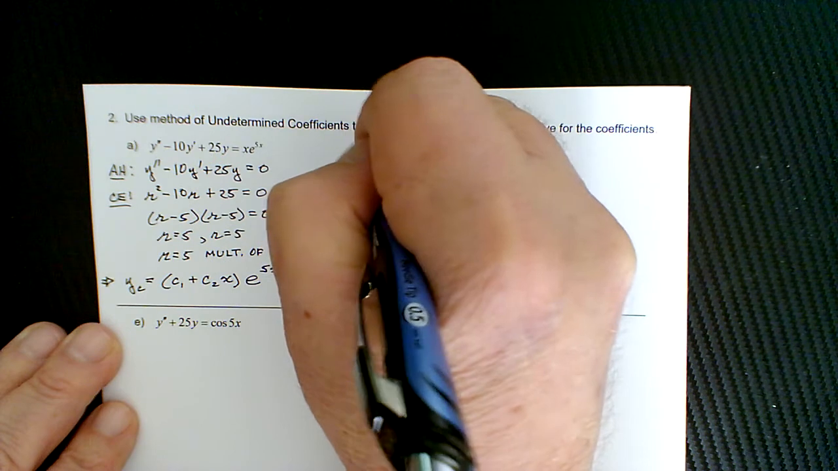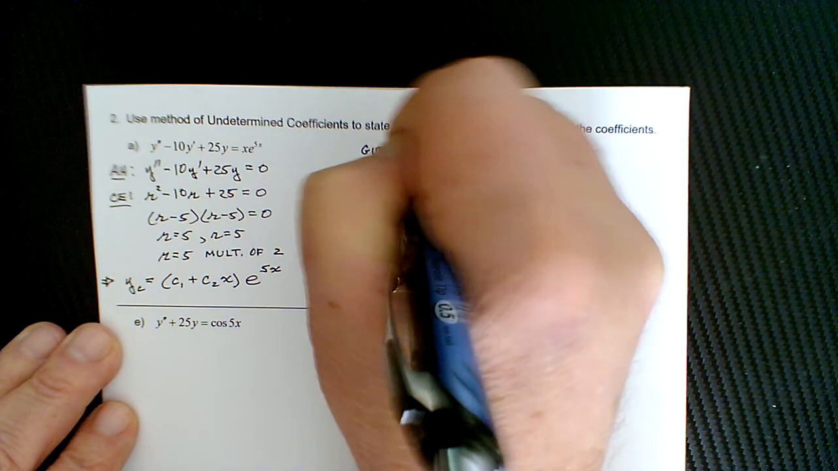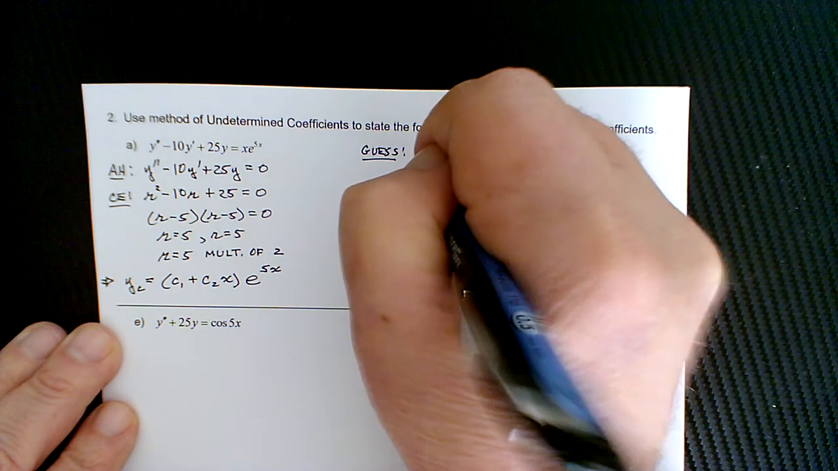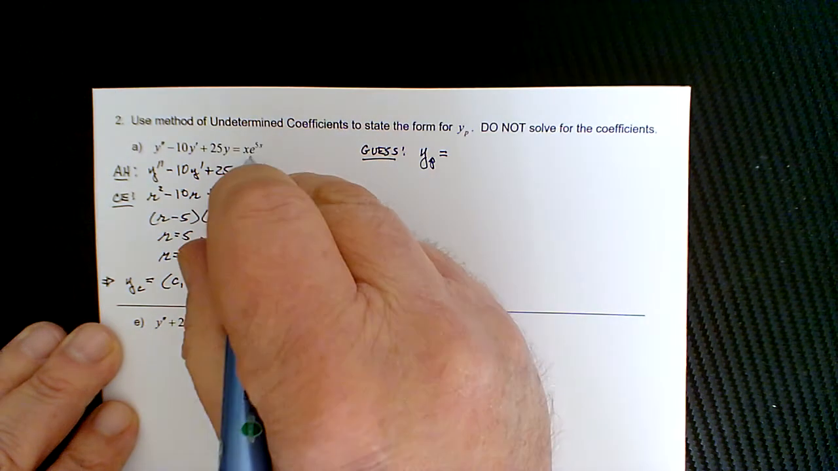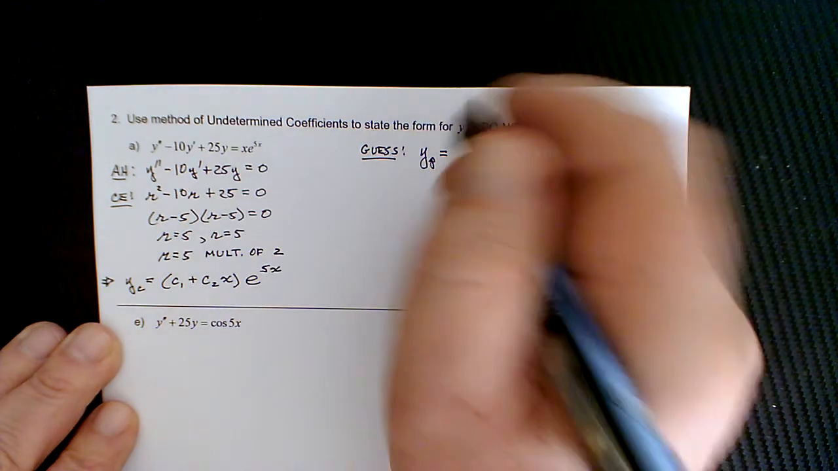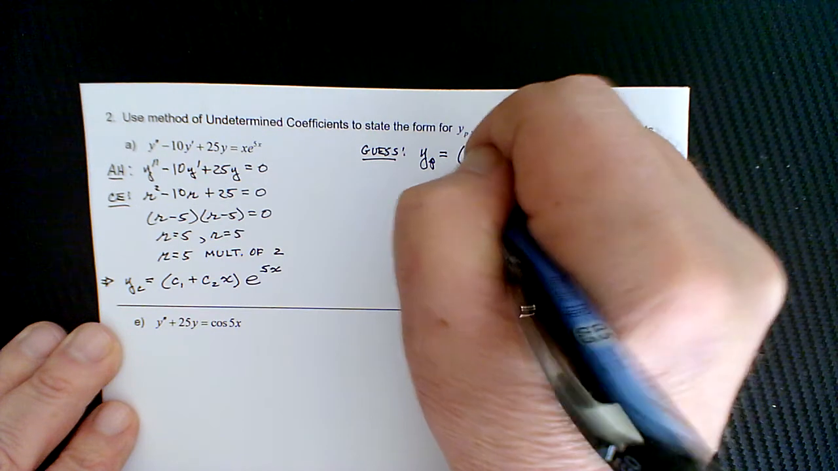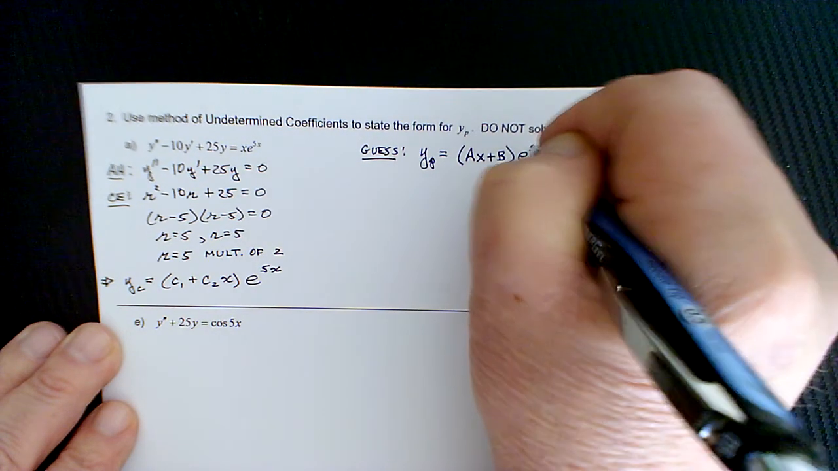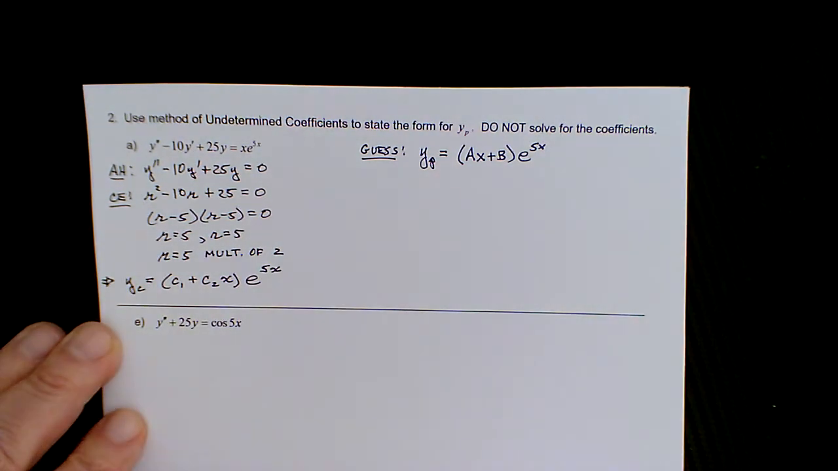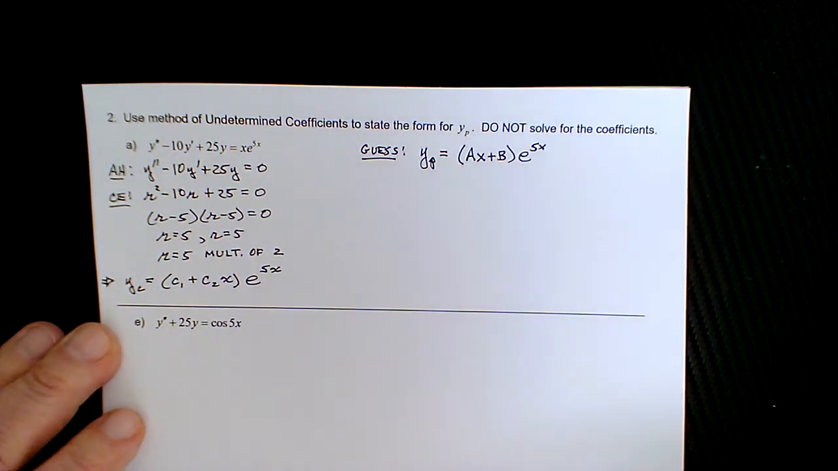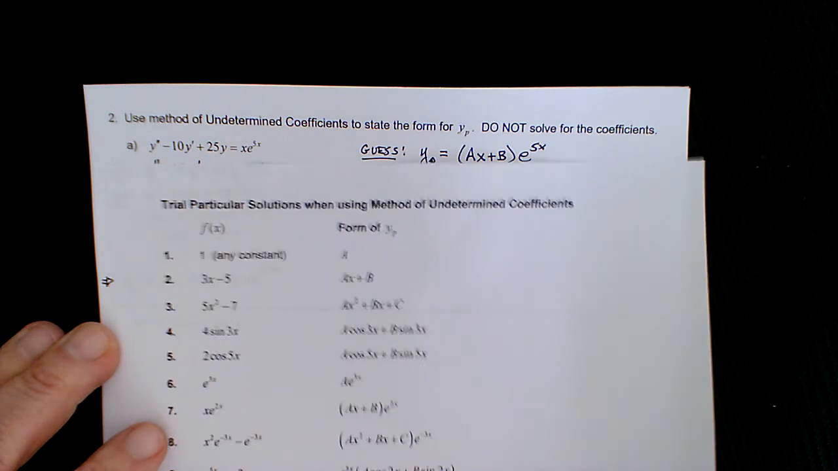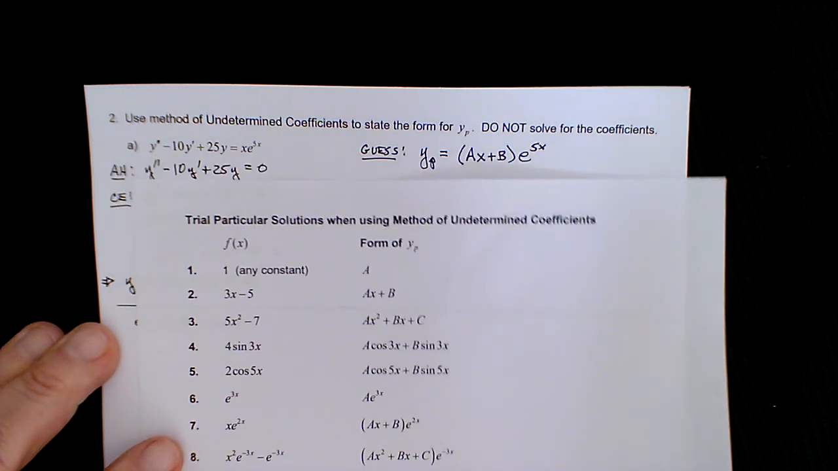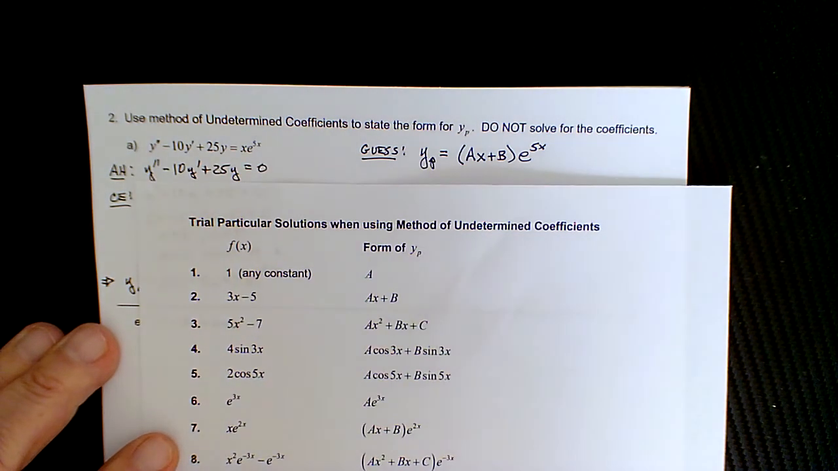And then we're going to form our guess. And our guess for y sub p is based on the function x e to the 5x. So if you want to use your cheat sheet at this point, we have to include not only x e to the 5x, but a constant as well. So this is similar to number 7 here, x e to the 2x. Okay, so that's what we include. So this cheat sheet is helpful.